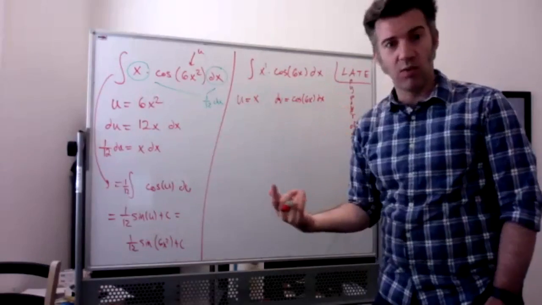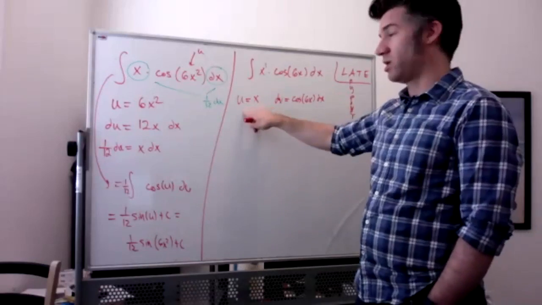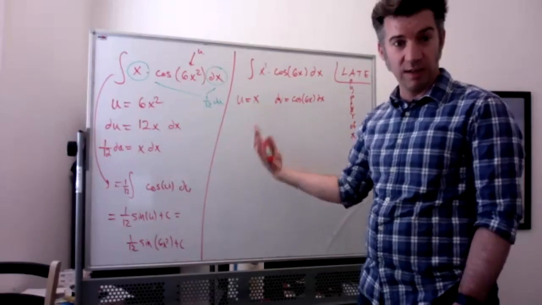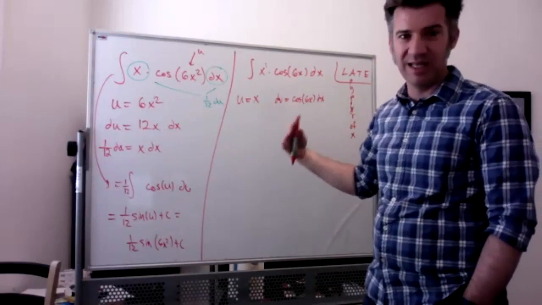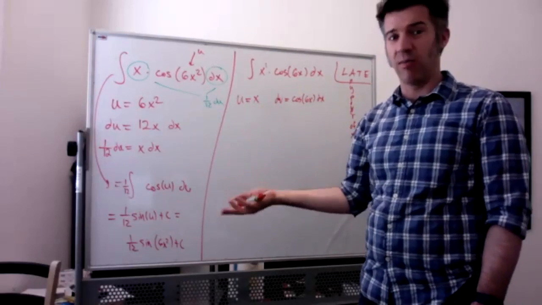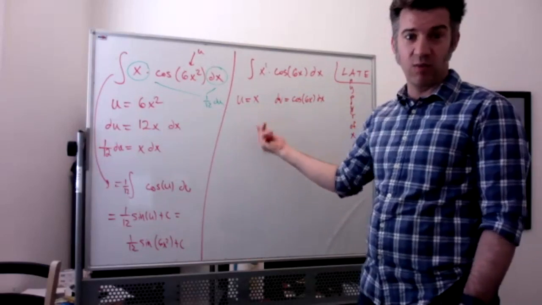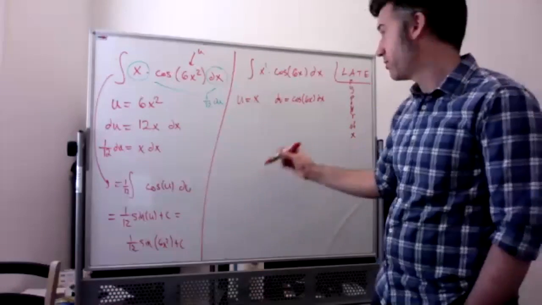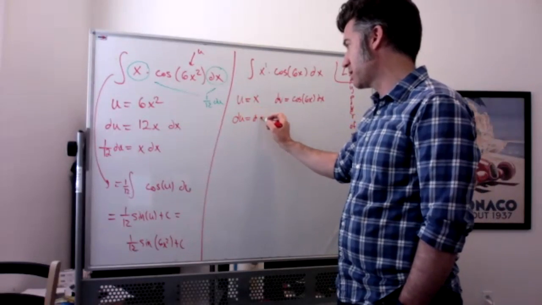I'll remind you, another way we're thinking about picking u and dv is you want to pick u so that when you differentiate it, its derivative is simple. If you pick u equal to cosine, the derivative is sine. It's not really any simpler. Cosine and sine are about equally complicated. Whereas x, the derivative of x is 1. That's definitely a simpler thing. So du is 1 times dx.